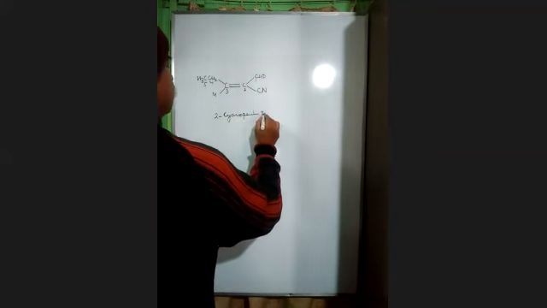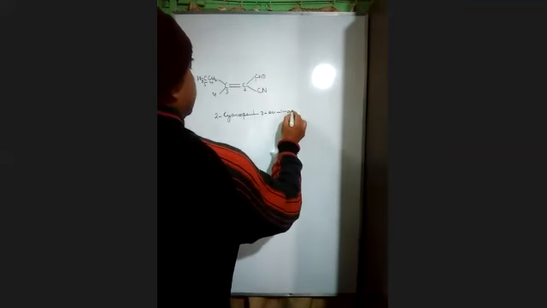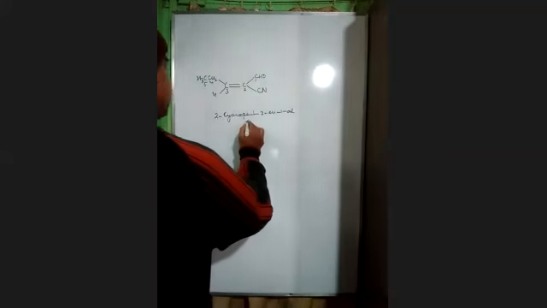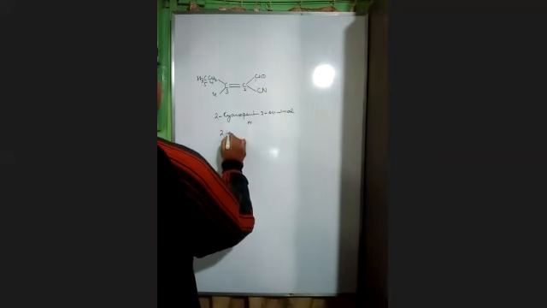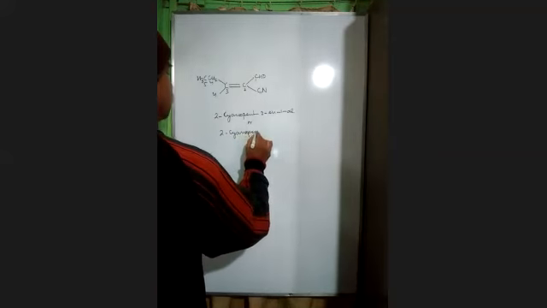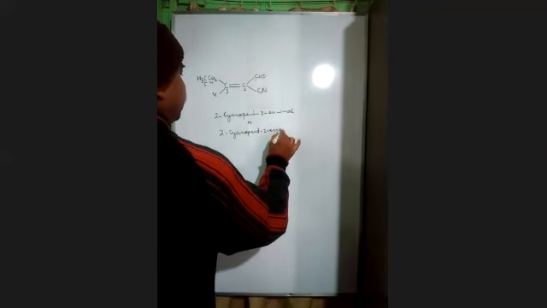Pent-2-en-1-al. Or you can write 2-cyanopent-2-en-1-al, because aldehyde is always first. Okay, now see here.